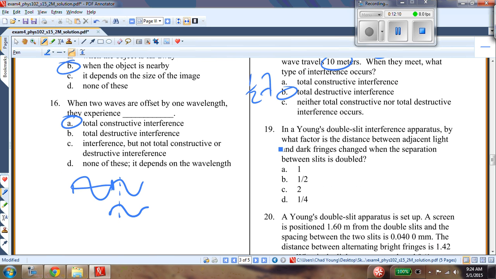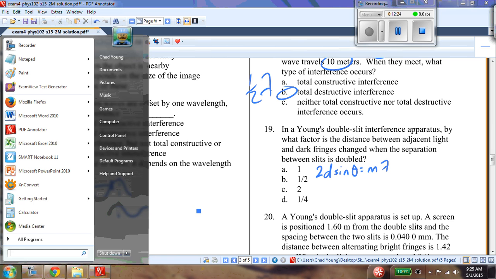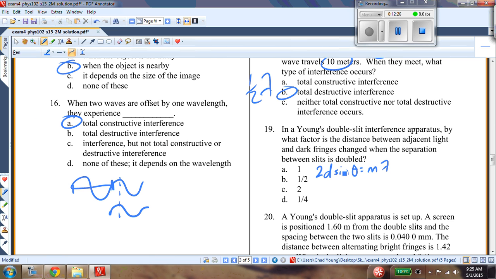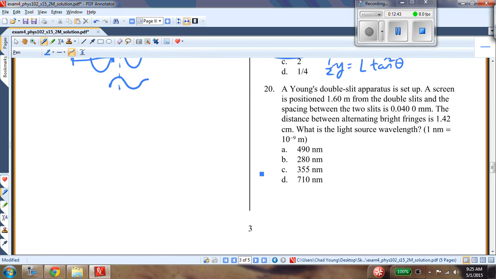In Young's double slit interference apparatus, by what factor is the distance between adjacent light and dark fringes changed when the separation between the slits is doubled? All right, d sine theta equals m lambda. If this is doubled and everything else remains the same, this has to be halved. So theta becomes half theta, and I know that y is equal to L tan theta. If theta is halved, then the distance between the slits is halved. So 19 is going to be B.